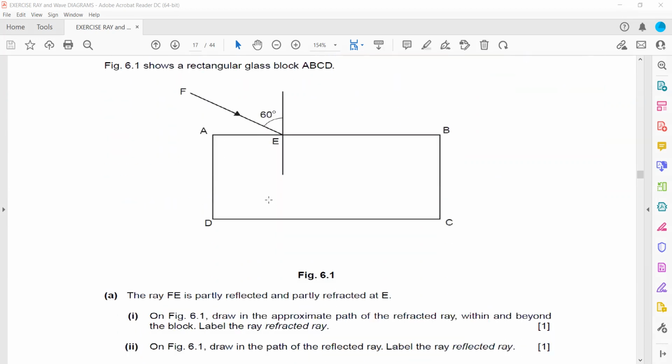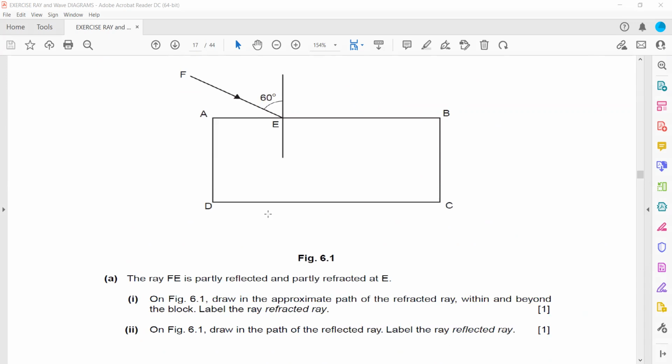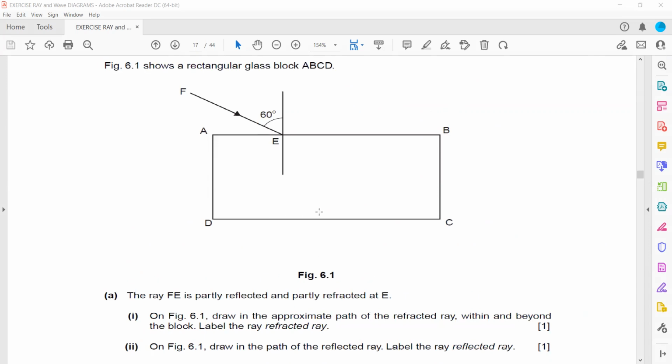Figure 6.1 shows a rectangular glass block. The ray FE is partially reflected and partially refracted. Partially means a small amount of the ray is reflected, bouncing back from the surface, and a small amount of the ray is refracted. So draw the approximate path of the refracted ray. When it first moves from air to glass, it bends towards the normal. And then we draw the normal, the imaginary line which is perpendicular to the surface.